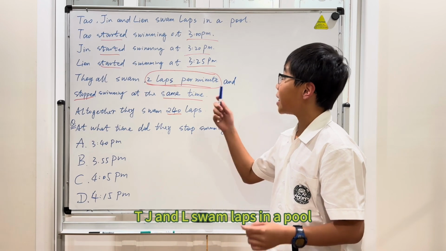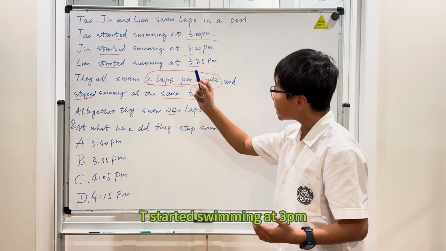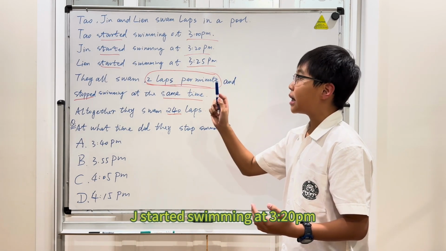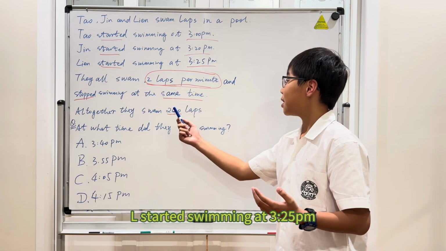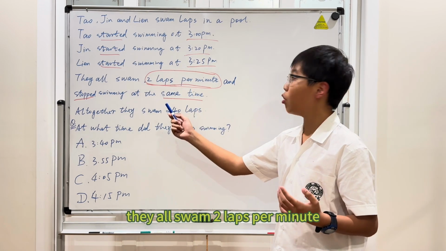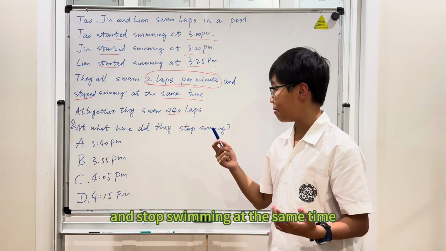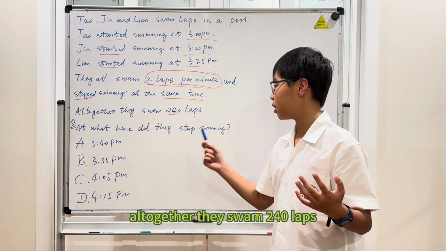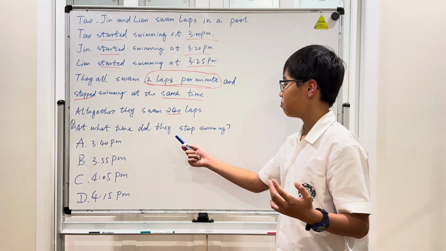T, J, and L swam laps in a pool. T started swimming at 3 p.m. J started swimming at 3:20 p.m. Well, L started swimming at 3:25 p.m. They all swam 2 laps per minute and stopped swimming at the same time. Altogether, they swam 240 laps. Question: at what time did they stop swimming?